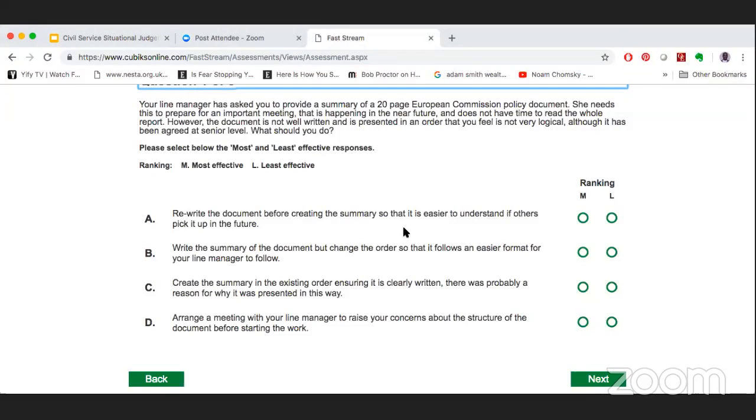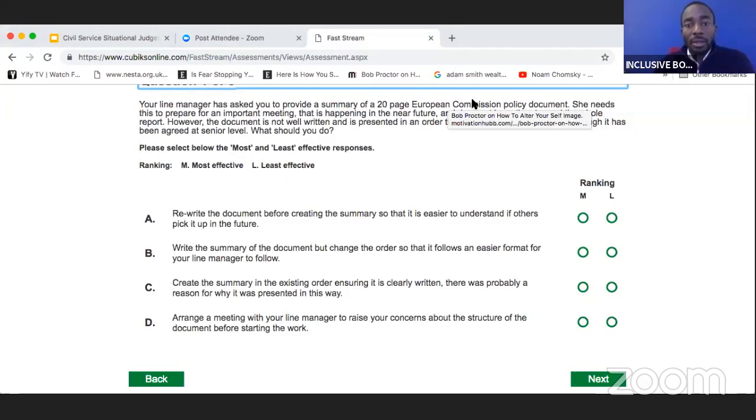Okay, Gareth said he's not sure. Excellent. Okay, quite a few people say they're not sure why C is the most effective and A is the least effective. Hopefully when I go through that, I'll be able to give you a bit more clarity as to why those are the correct answers. Again, it's absolutely fine if you're not sure. So let's go through the question.